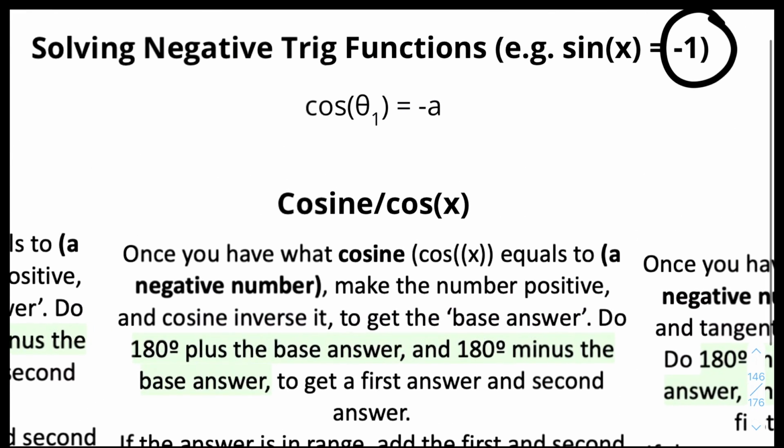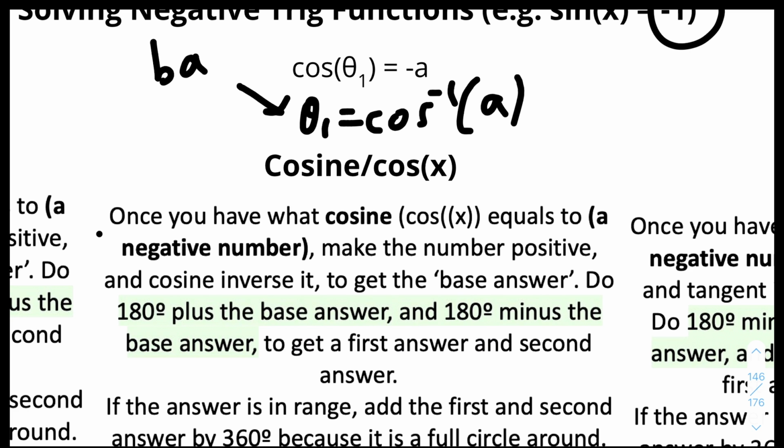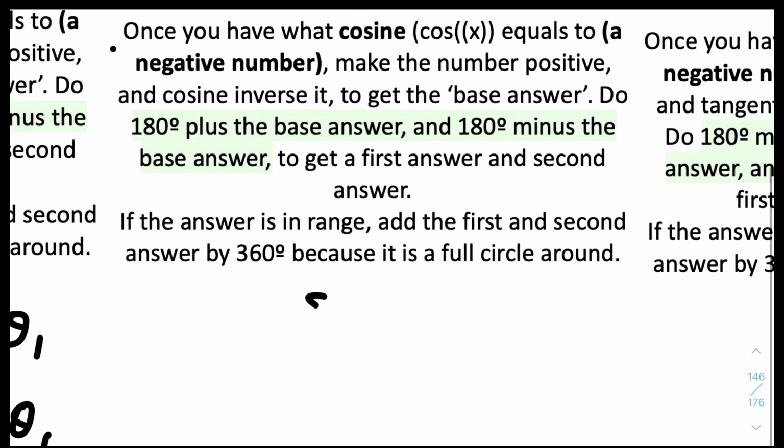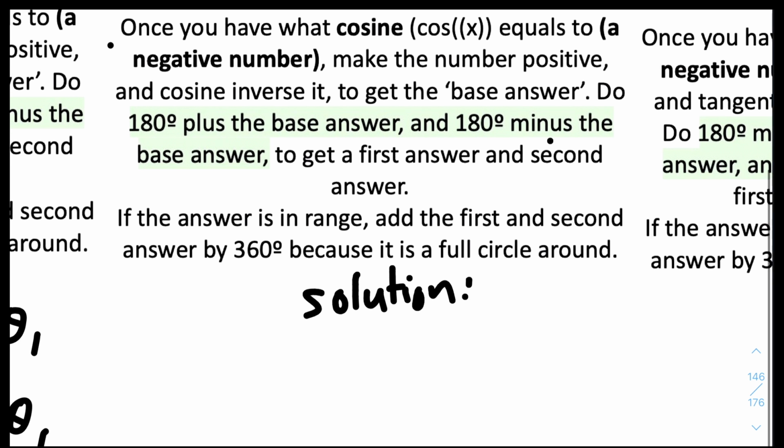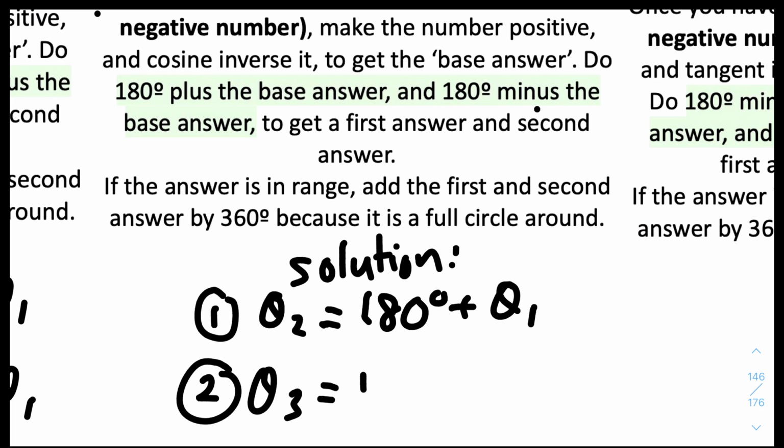And for cosine, it's the same. Once you have what cosine equals to, which is a negative number, you make the number positive and cosine inverse it to get a base answer. So theta 1 equals cos inverse a, where this is a base answer. So once you have the base answer, you do 180 degrees plus the base answer and 180 degrees minus the base answer. So the first value, theta 2, is 180 degrees plus the base answer, and the second solution, theta 3, is 180 minus the base answer, like so. And you can of course add 360 degrees or minus it.